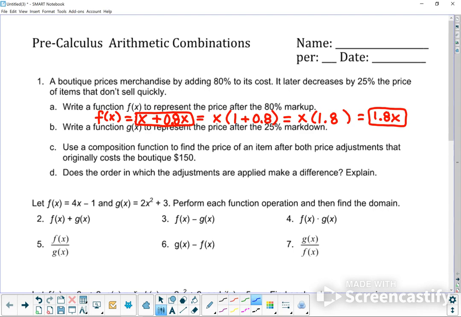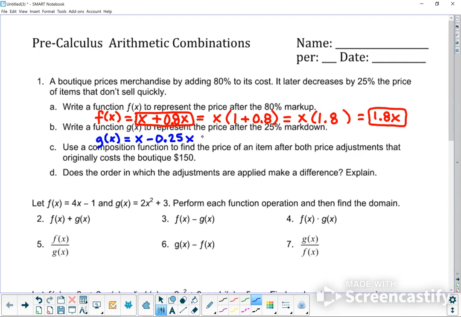Okay, the second one: write a function g of x to represent the price after a 25% markdown. All right, so you're going to start with g of x. You take your original price, or whatever price it is, and you're going to mark it down by 25%. So it's going to be subtraction of 0.25 times the original price, which is x.